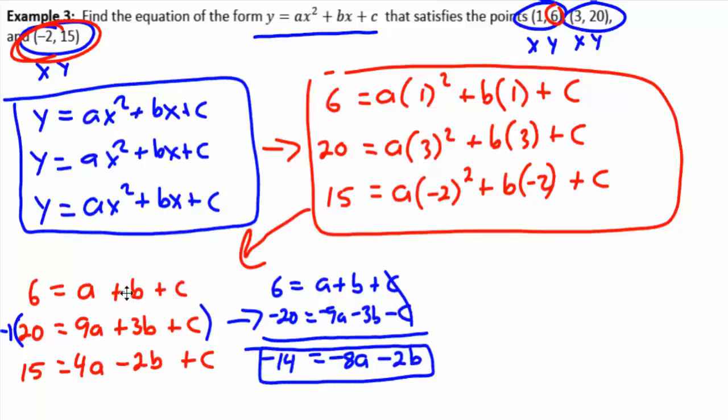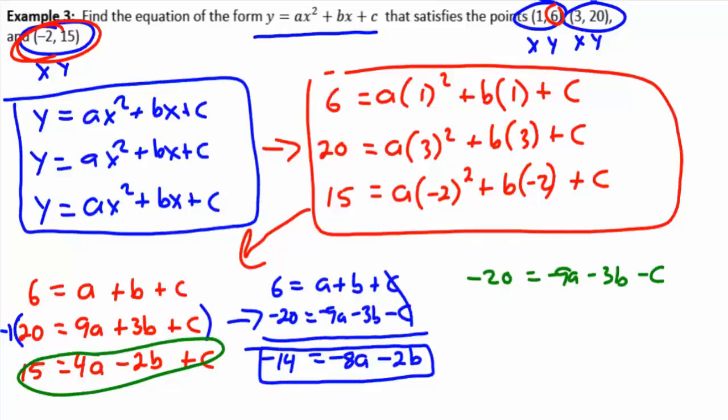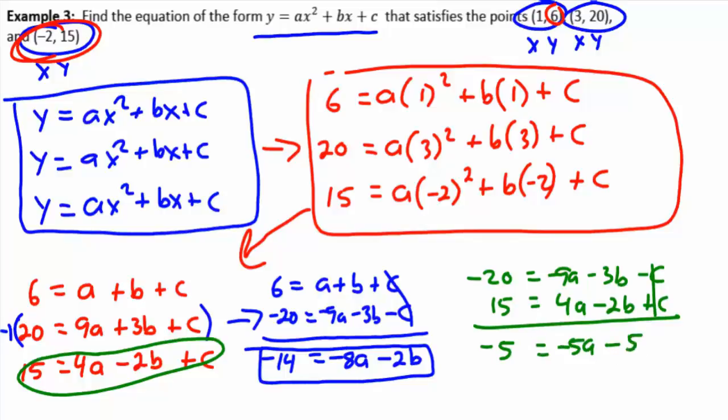Now taking this middle equation, negative 20 equals negative 9a minus 3b minus c, and doing it with this one, 4a minus 2b, excuse me, plus c. The c's cancel, and I get negative 5 equals negative 5a minus 5b. All right, so now I have a two-variable system.